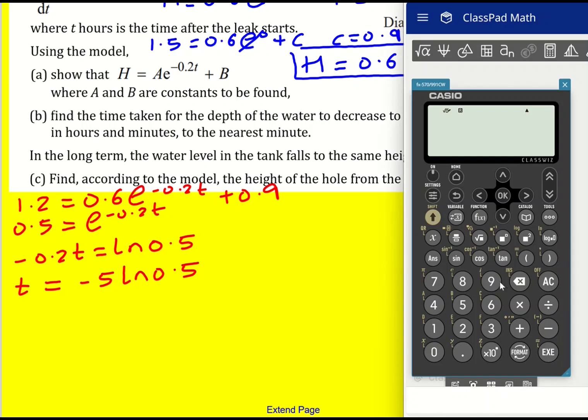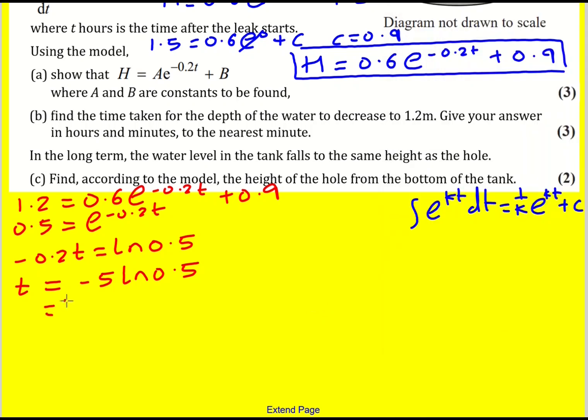And at this point, I'll put it into my calculator. So minus 5 times ln 0.5. I'm using an app for this, like the new ClassWiz calculator. I'm so used to using the original one that I can't always find the right buttons. But here we go, 3.4657. So that's 3 hours and just under half an hour.